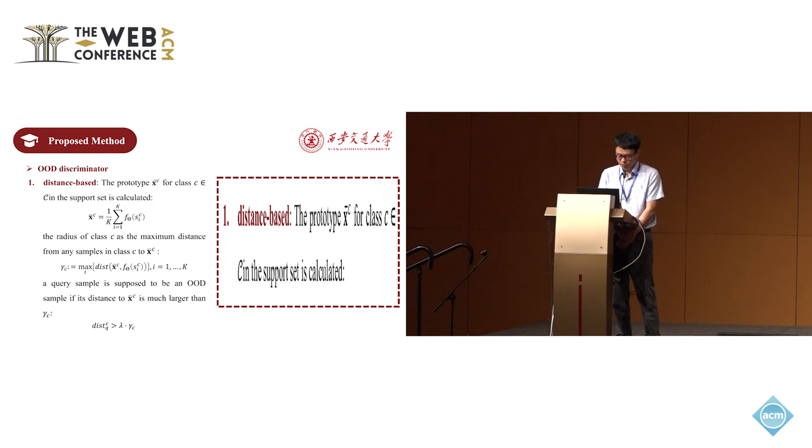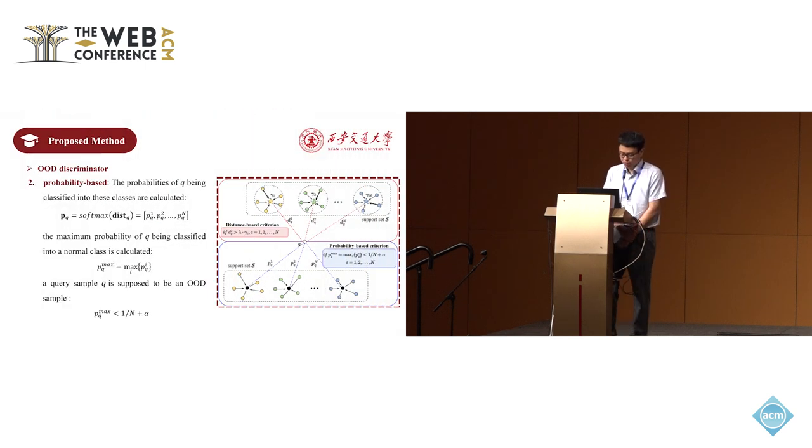For the distance-based approach, we first calculate the prototype of each class, and then calculate the maximum distance from any support sample to the prototype as the radius. And a query sample is supposed to be an OOD sample if its distance is much larger than a threshold. For the probability-based approach, we use the softmax function on the distances to the prototypes to calculate their probabilities. And the maximum probability of being a normal class is calculated. If the maximum probability is less than a threshold, we call it an OOD sample.